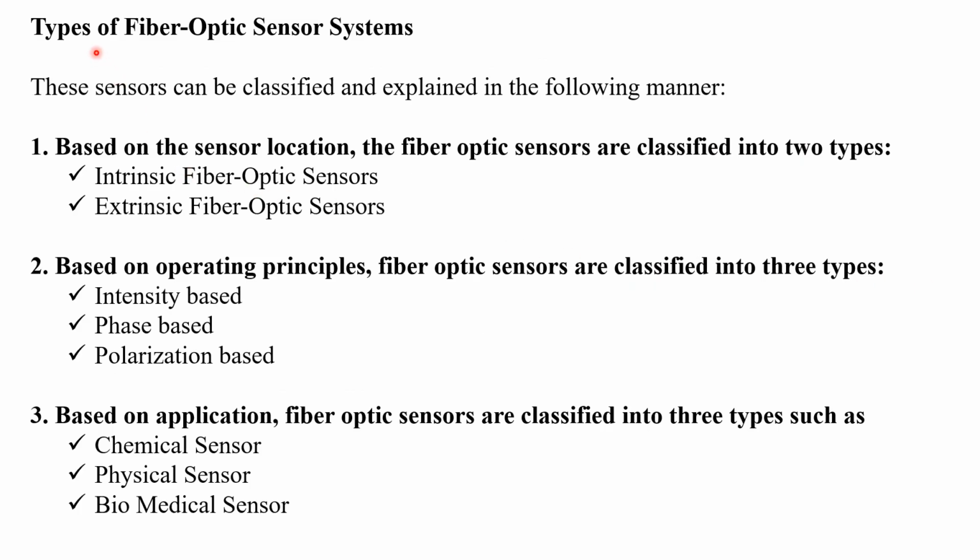Now, we move on to the types of fiber optic sensor systems. These sensors can be classified based on the following categories. First, based on the sensor location, the fiber optic sensors are classified into two types. They are intrinsic fiber optic sensors and extrinsic fiber optic sensors. The second category is based on the operating principles. It has been classified into three types. They are intensity based, phase based, and polarization based. The third category is based on application. Fiber optic sensors are classified into three types such as chemical sensor, physical sensor, and biomedical sensor.